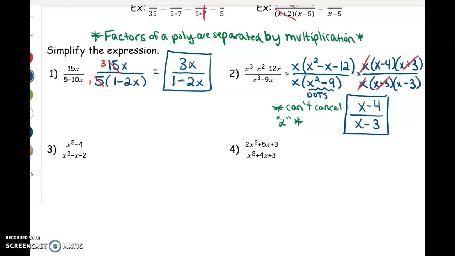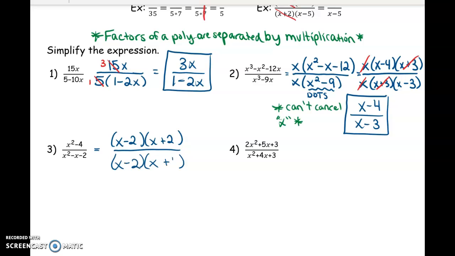Now let's hop to this third one. So in the third one, when I go to factor in the numerator, I'm going to use dots. So x minus 2, x plus 2. In the denominator, I'm looking for two numbers that multiply to negative 2, add to negative 1. So that's going to be negative 2 and positive 1. And then I look for things that can cancel. In this case, I have a common factor in the numerator and denominator of x minus 2. So my final answer would be x plus 2 over x plus 1. Now I've simplified that one.